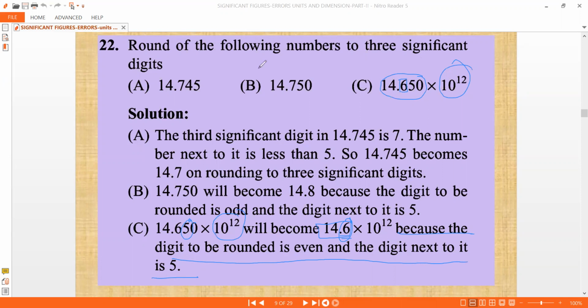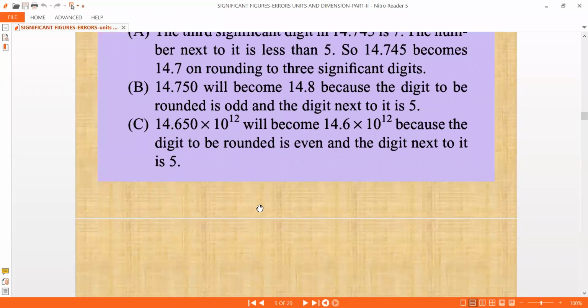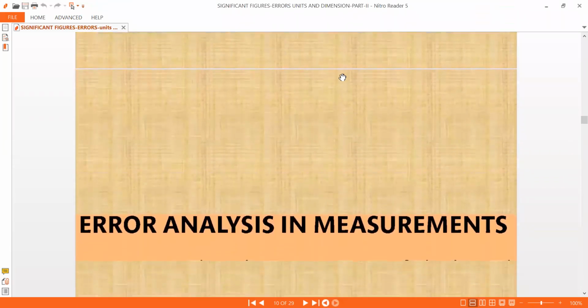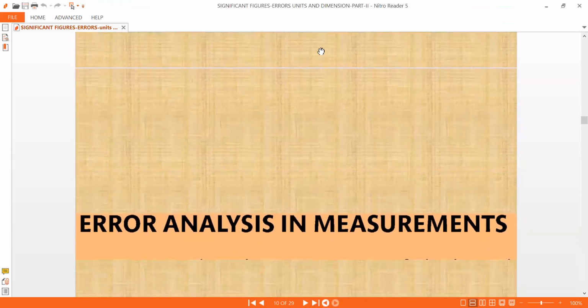So these are the fundas with examples that I explained here. And after this, what we're going to discuss is error analysis. I hope it is clear.